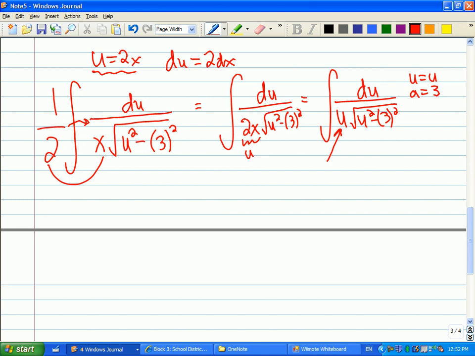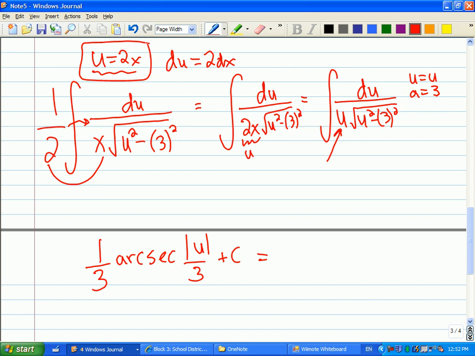So this time I'm going to have 1/3 the arc secant of the absolute value of u over 3 plus a constant. And the substitution I made is up here. I said let u be equal to 2x. So I've got 1/3 the arc secant of 2x over 3 plus a constant. Okay. So can I just see how many people got this far and they were able to find? Oh, good. That's good news. This is usually a, well, let's just say it's a messy topic, right?